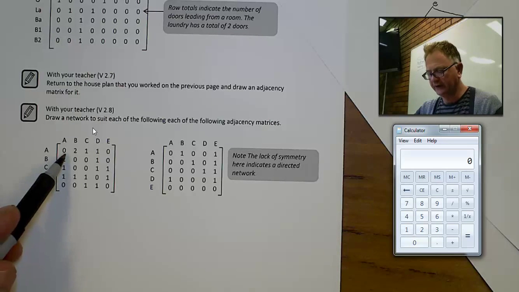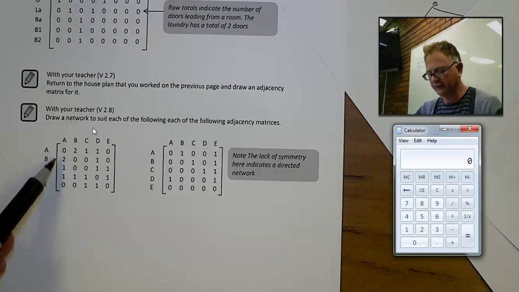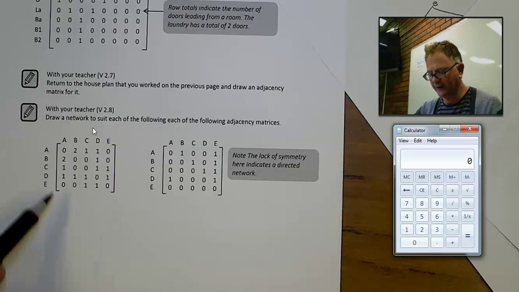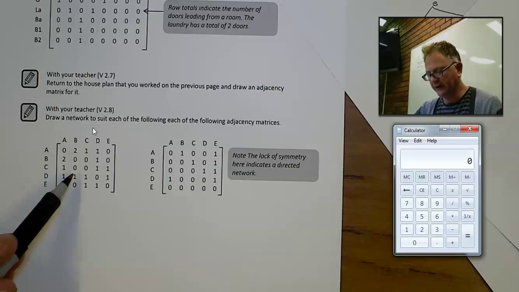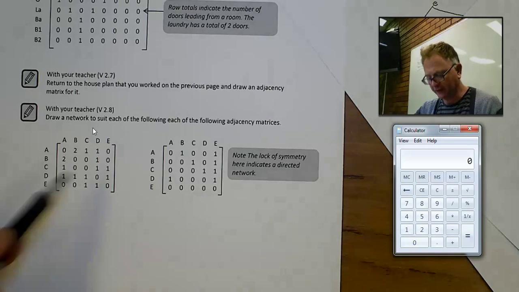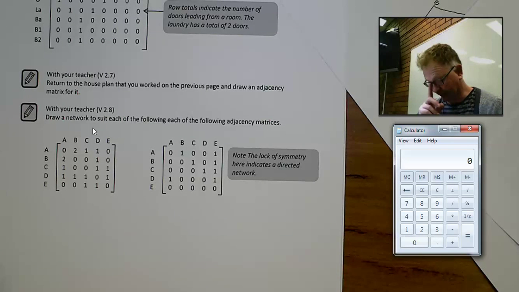Row A is 0, 2, 1, 1, 0. Column A 0, 2, 1, 1, 0. Now it's the same for any other row. Row C is 1, 0, 0, 1, 1. Column C 1, 0, 0, 1, 1. They match throughout the whole matrix. Therefore, it's a good indication that this matrix is an undirected matrix. We needn't worry about having arrows on things.